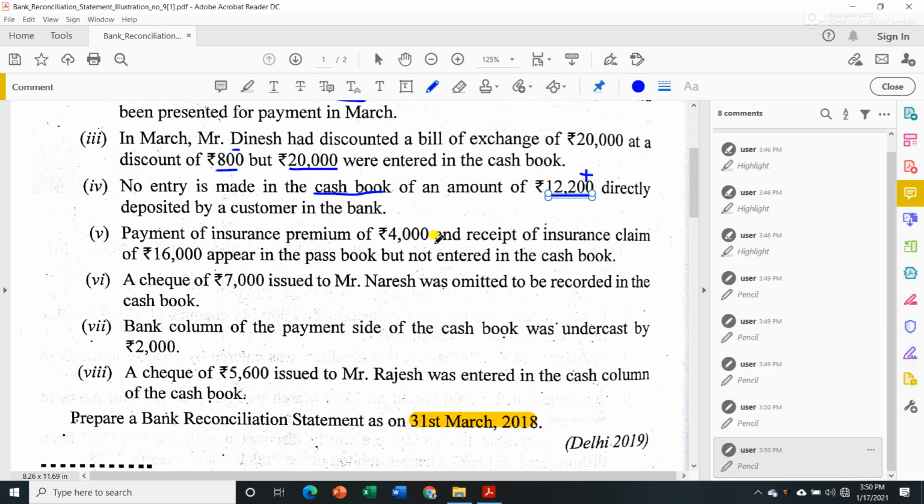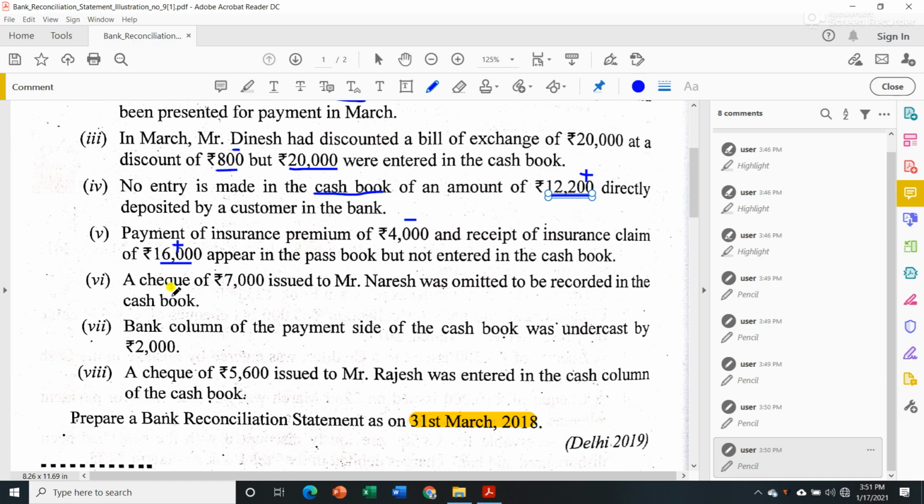Okay, then next we have payment of insurance premium of 4,000. That means we paid insurance premium and we again received an insurance claim of 16,000, and both of these appeared in the passbook but were not entered in the cash book. Now the premium payment is shown in the passbook but not in the cash book. So we will just simply deduct this payment from the cash book and we will add this 16,000 of receipt of insurance claim in the cash book.